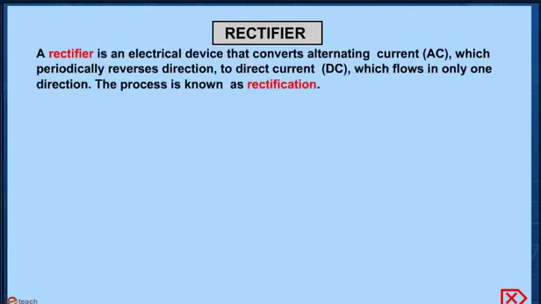Rectifier. A rectifier is an electrical device that converts alternating current, AC, which periodically reverses direction, to direct current, DC, which flows in only one direction. This process is called rectification.